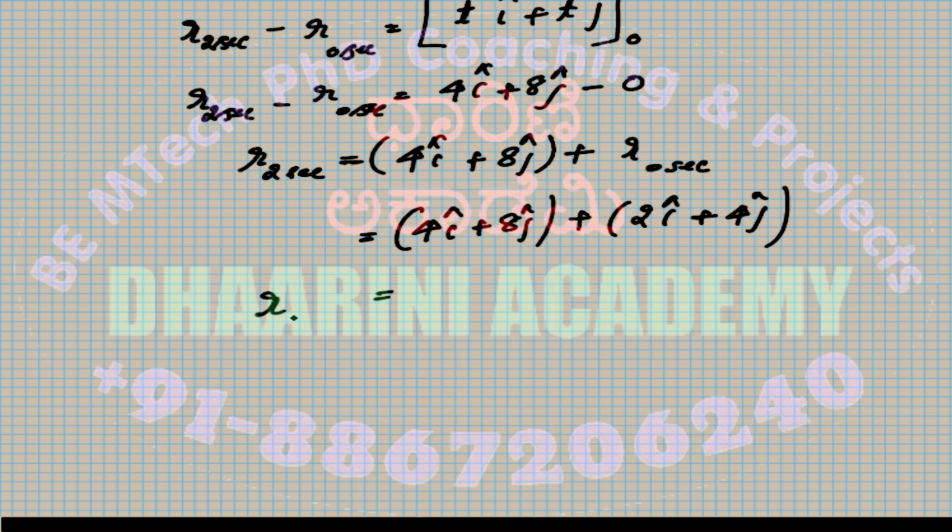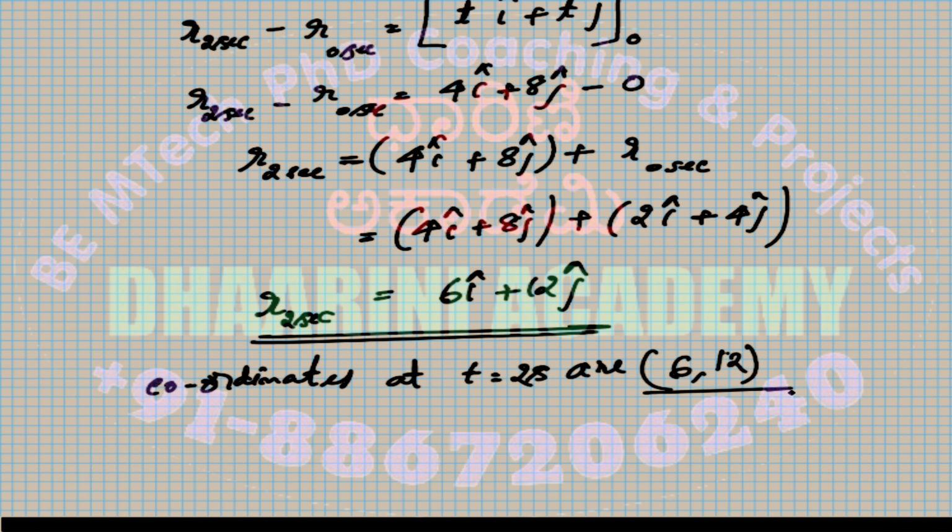So the position vector of this particle after 2 seconds, that is r at 2 seconds, is equal to 4 plus 2, that is 6 i cap, 8 plus 4, that is 12 j cap. This is the position vector. So the position vector points out to a point 6 comma 12. So what are the coordinates? They have asked this question, find the coordinates. So the coordinates at t equal to 2 seconds, I can simply see from the position vector, are 6 comma 12. Okay, so this is the required answer.